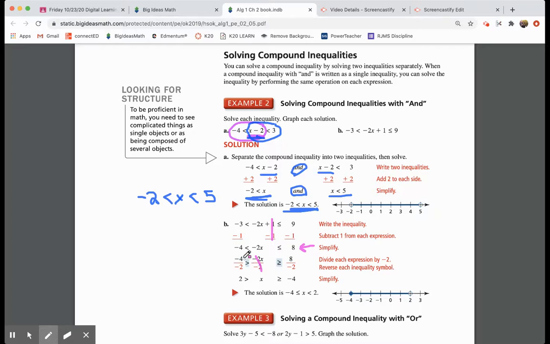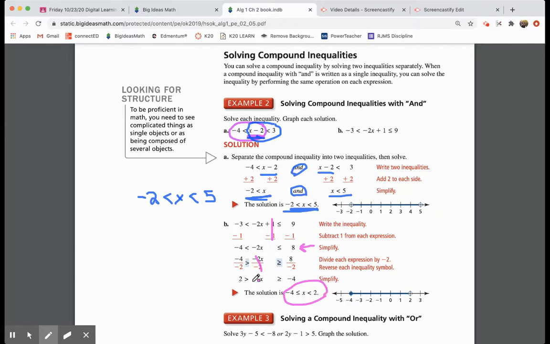Sorry about that. That bell was on the video. So -4 divided by -2 is +2. 2 is greater than x now. x is greater than or equal to 8 divided by -2, which is -4. So here is our solution.